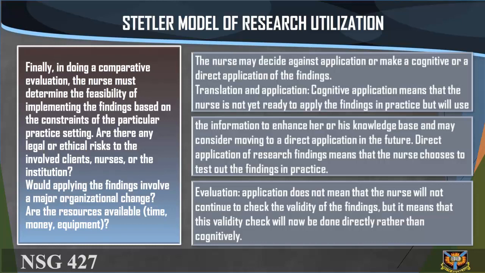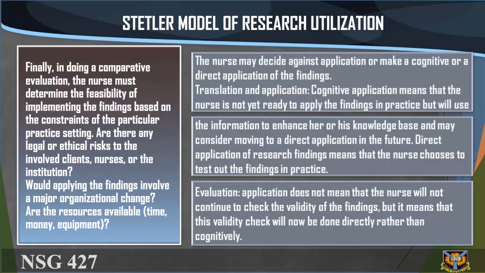Are there any legal or ethical risks to the involved clients, nurses, or the institution? Would applying the findings involve a general organization change? Are the resources available, that is, time, money, and equipment? Once the nurse has examined the feasibility, the decision about application is made. The nurse may decide against application or make a cognitive or a direct application of the findings. Translation and application.